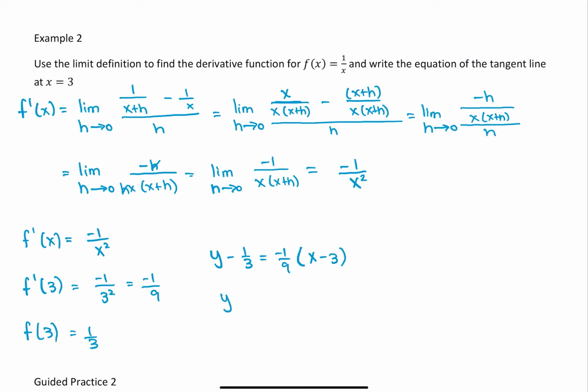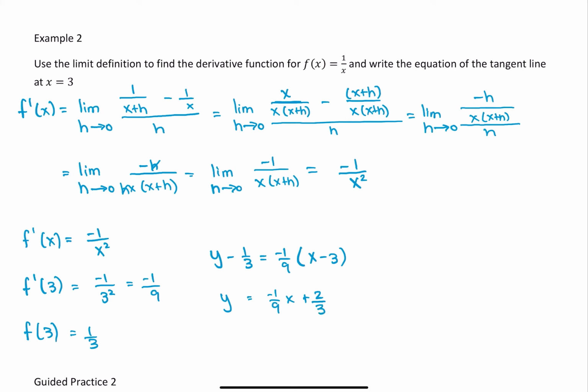And so that's going to be y equals negative 1/9 x. And that's going to be 3 times, excuse me, 3 times negative 1/9. Negative 3 times negative 1/9 is positive 3/9, which is positive 1/3. And then we're going to add another third. So we're going to get plus 2/3.